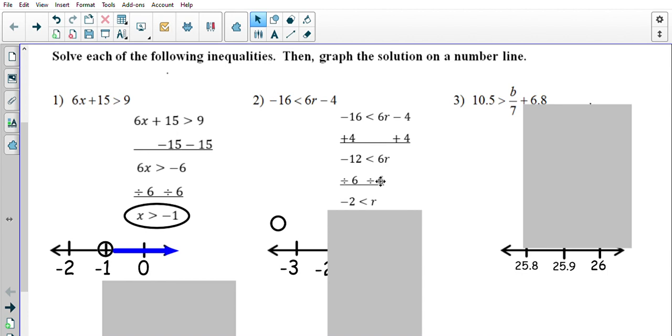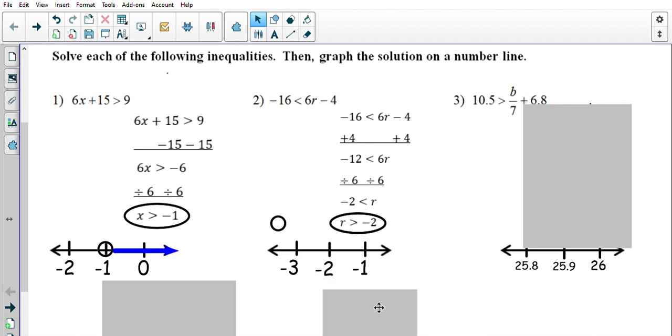Notice how I don't need to flip my inequality symbol around here or in number 1 because I divided by a positive 6. I do suggest, though, for number 2, rewriting it with the variable on the left. So I do suggest rewriting it as r is greater than negative 2. Both of these solutions have the exact same meaning, so both would be correct. It is easier to graph, though, if the variable is on the left-hand side.